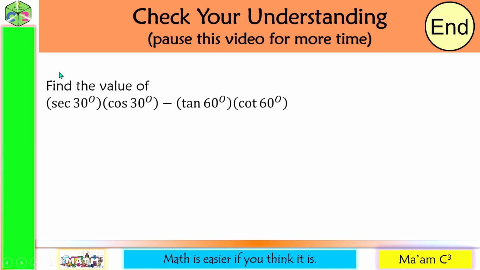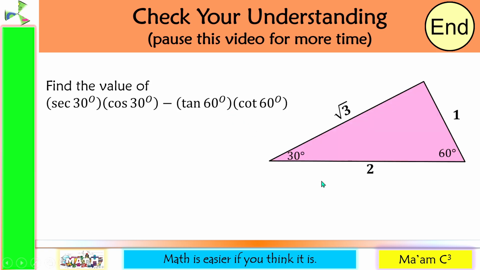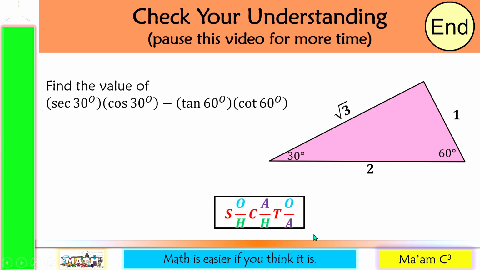Let us answer. Find the value of the product of secant 30 degrees and cosine 30 degrees minus the product of tangent 60 degrees and cotangent 60 degrees. To help us visualize this, we're going to make use of the 30, 60, 90 degrees triangle. And also, let us recall our SOHCAHTOA.